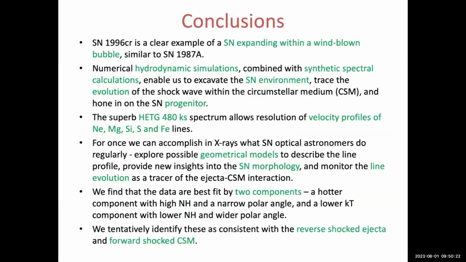I just wanted to mention that for once we can accomplish what supernova optical astronomers are doing regularly. We can explore geometrical models to describe the line profile. We can actually look at the 3D morphology of a point source extragalactic object, which is rarely done in X-rays. And we can monitor the line evolution. Of course, when more telescopes like CRISM go up, we are going to be doing this much more. We are going to get many more supernovae like this. So this is kind of a harbinger of what we are going to see more, and this gives us a template of how we interpret this emission.